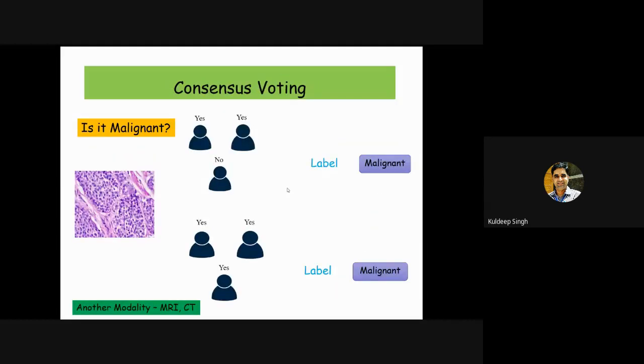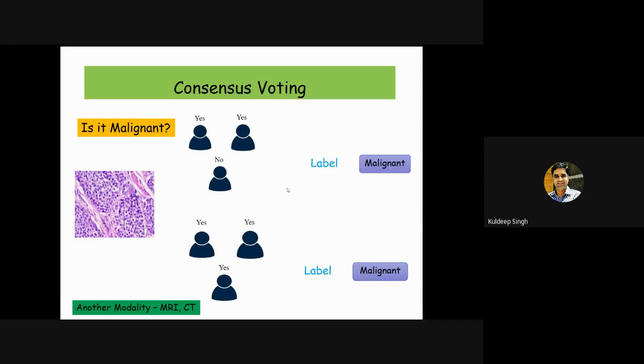The solution is consensus voting. We can show the samples to multiple pathologists or doctors and then have a consensus vote. We can assign the class which the majority of the pathologists assign to this particular histopathology image. Suppose 2 out of 3 say this belongs to the malignant class, we can assign the malignant label. So we can have consensus voting of different pathologists.